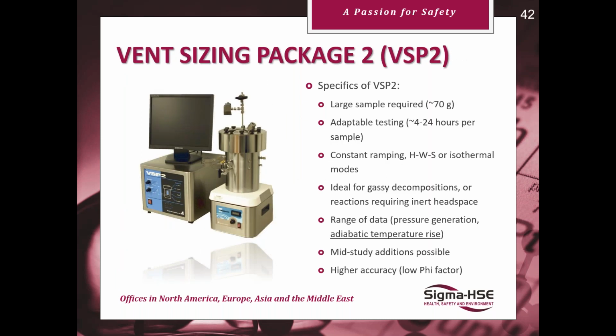So next one is the VSP2. Now this is the big brother to the ARSST. They were both developed by Fauske in collaboration with the DIERS group in America, and it was all about vent sizing and what kind of adiabatic calorimetry they can develop specifically for vent sizing. So this VSP2, vent sizing package 2, is basically a larger version of the ARSST. You need a larger sample, about 70 to 100 grams.